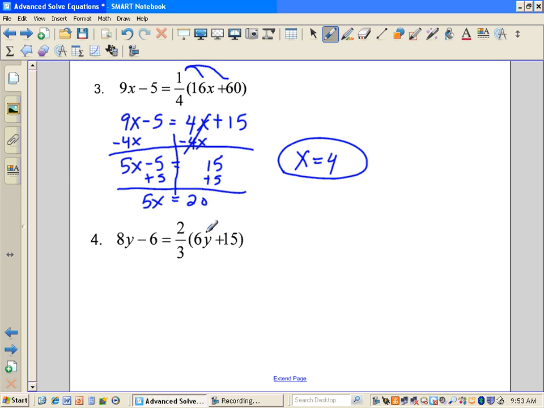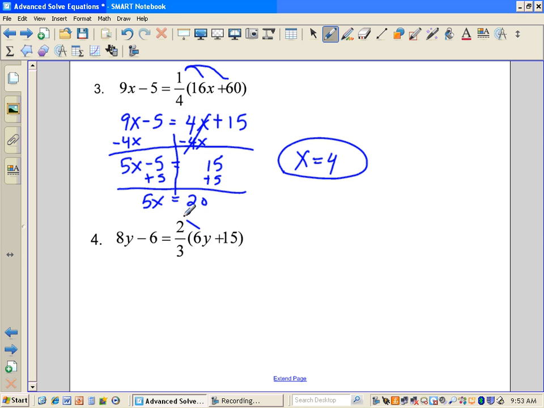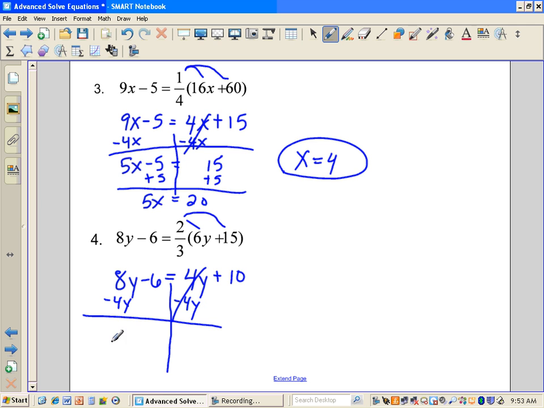On this one, 2/3. I'm distributing 2/3. Oh, this just doesn't like me. 2/3 of 6. So if you divide 6 into 3 parts and take 2 of them, then you're going to have 4y left. And if you divide 15 into 3 parts and take 2 of them, you're going to have 10. And I still have 8y minus 6. And again, I'll probably minus 4y on this side because I know that cancels the y's here and allows me to have a positive 4y here.